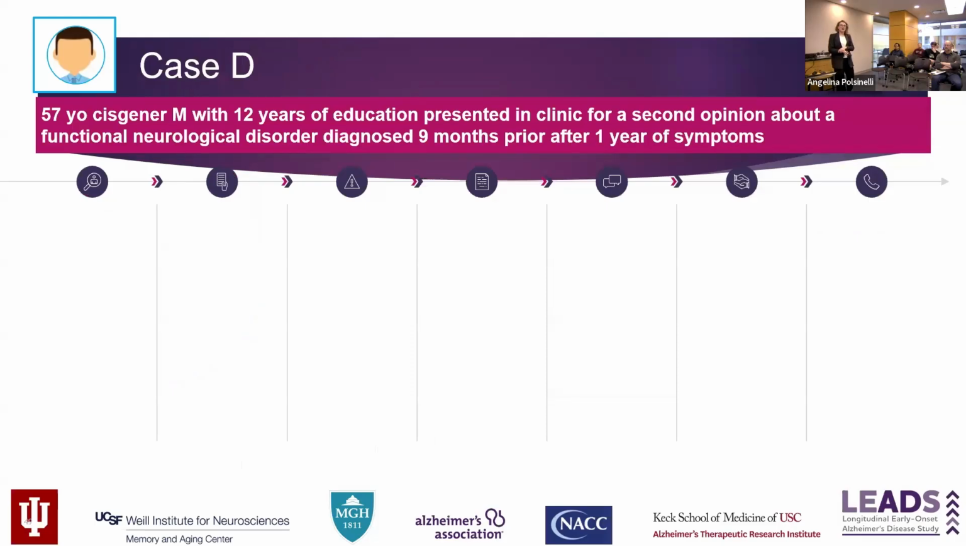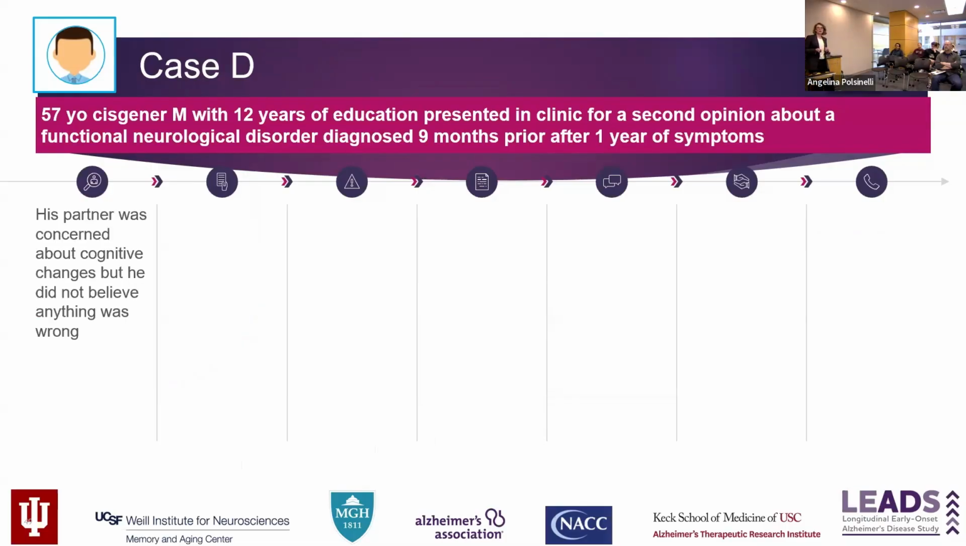Case D, 57-year-old cisgender man with 12 years of education. He was also presenting for a second opinion because he had been diagnosed with a functional neurological disorder 9 months ago after about a year of symptoms or so. So his partner was concerned about his cognitive changes, but he didn't think there was anything wrong.